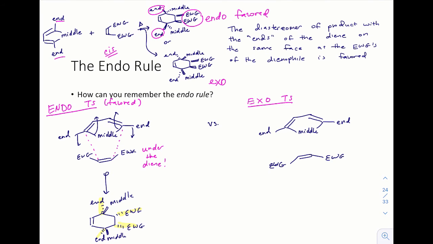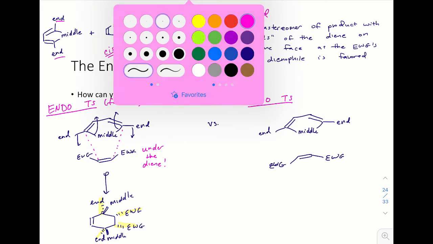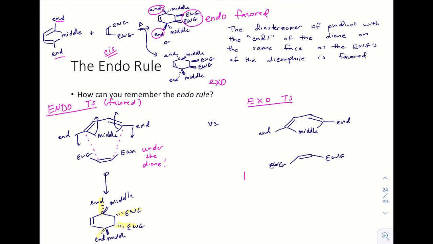Okay, in the exo transition state, we have the electron withdrawing groups pointed out. And again, most chemists believe that this transition state is slightly higher energy than the endo because it is not solvated as well as the endo transition state. Again, middles would get pushed up, ends would go down, but this time the electron withdrawing groups would actually be coming out of the page.